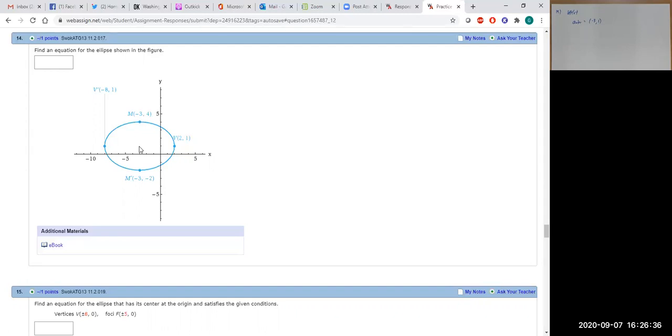A looks like it's going to be 5 from the center to either vertex. So A looks like 5, and when you go up and down, B looks like 3, because the total distance is 6. Actually, is A correct? Yeah, it went from 2 to -8, which is a total distance of 10. Half of that's 5. Yep. All right, I think I've got what we need.